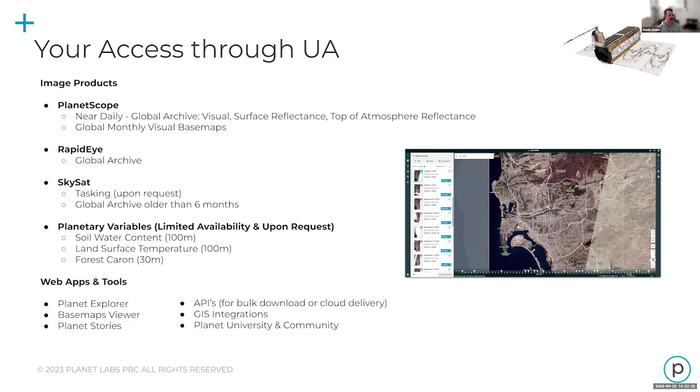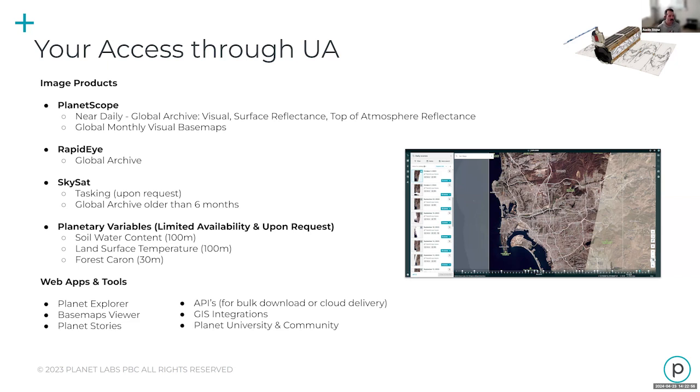Then we also have SkySat on your contract as well. So not only do you have access to the SkySat archive, the SkySat archive is based off of where people have tasked in the past. We have a rolling window of 6 months or older. So the latest image in SkySat that you'll have access to will be 6 months old, but that's a rolling window, so it'll update every day.